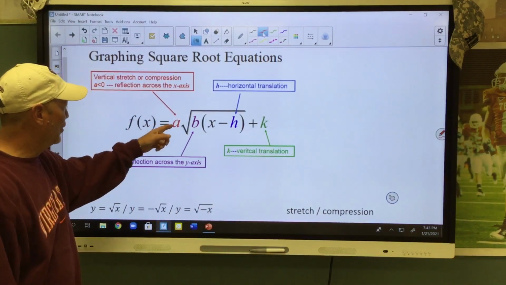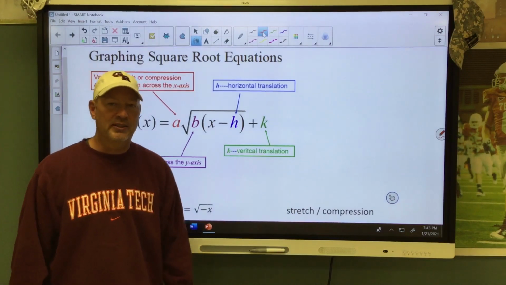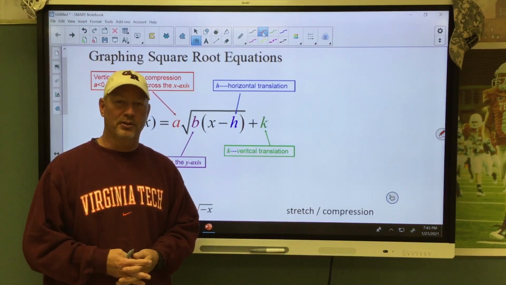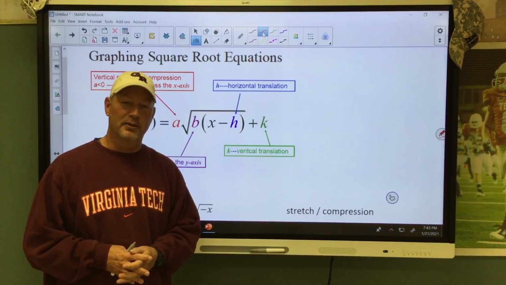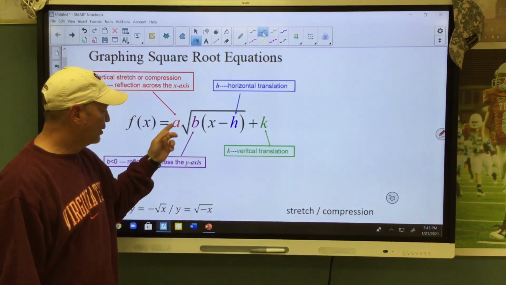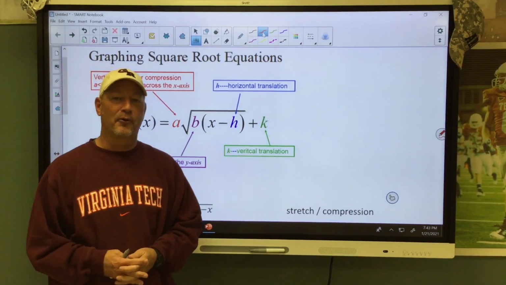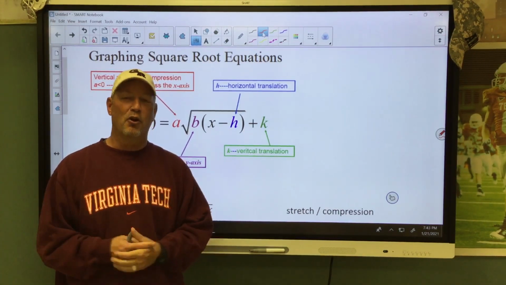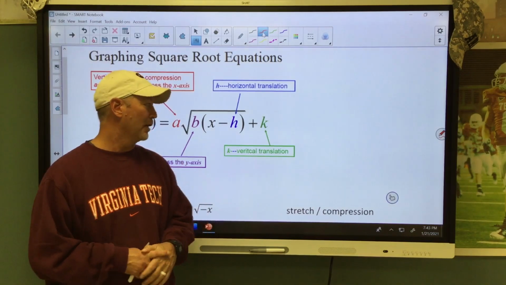So the A value will still tell us if we have a vertical stretch or a vertical compression, or we also call it a shrink sometimes. The A also, if you see that negative sign up front, tells you if you're going to have a vertical reflection over the x-axis or not, okay?